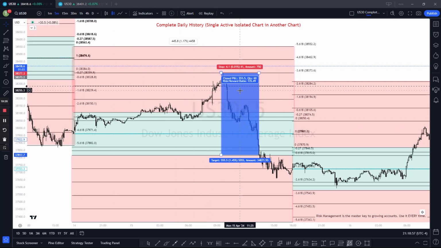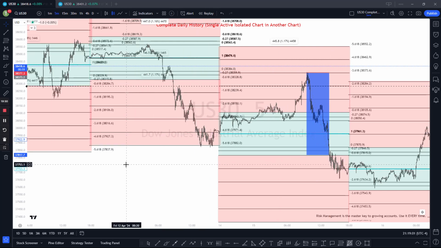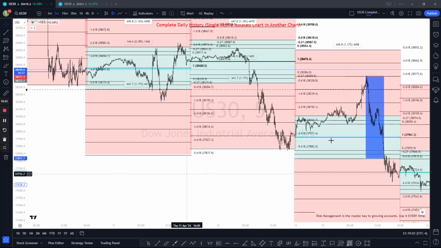Now you want other confluences to do that. Certainly it's not going to work every time, it's going to react off that, but that was an ideal trade. And the reason why I actually exited at that green level is because I took this sell trade perfectly as well on a different trade.